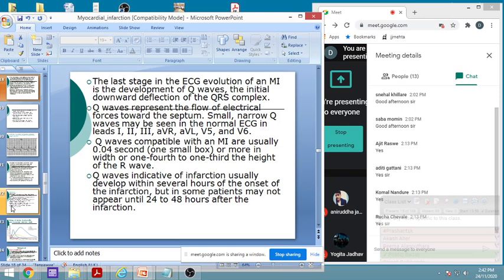The last stage in the ECG evolution is the development of Q waves, the initial downward deflection of the QRS complex. Q waves represent the flow of electrical forces toward the septum. Small narrow Q waves may be seen in the normal ECG in lead 1, lead 2, lead 3, AVR lead, AVL lead, V5 and V6 leads.